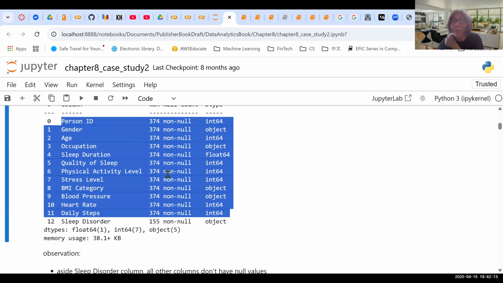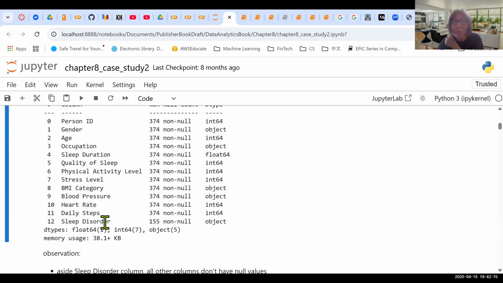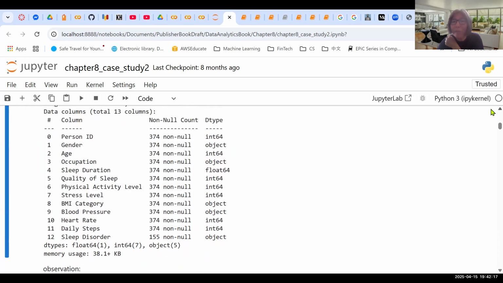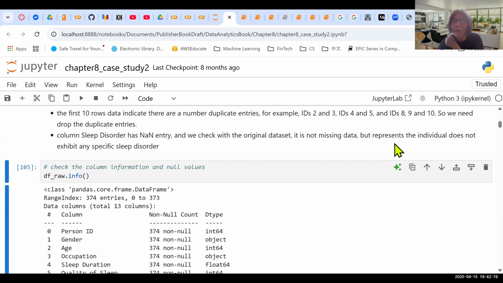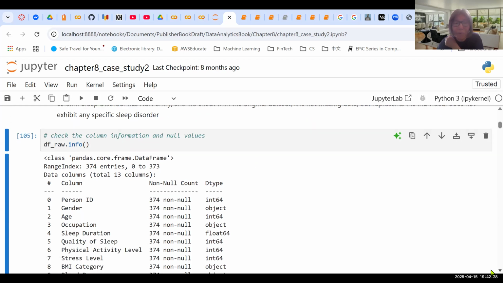It's just the last one, but the last one we already explained. It's not missing. It just represents individuals who don't exhibit any specific sleep disorder.